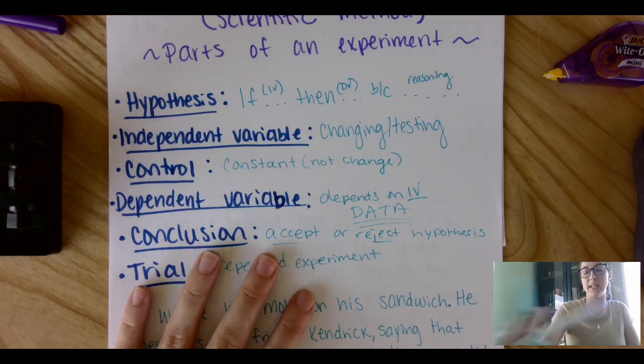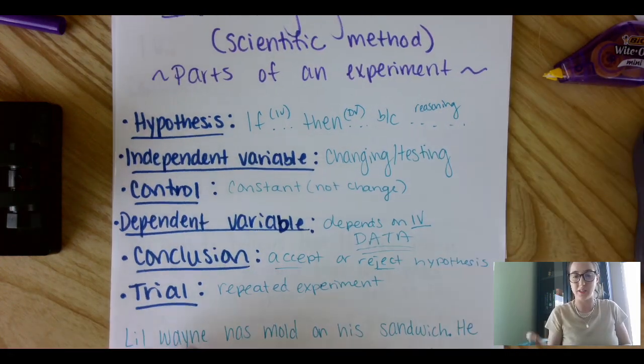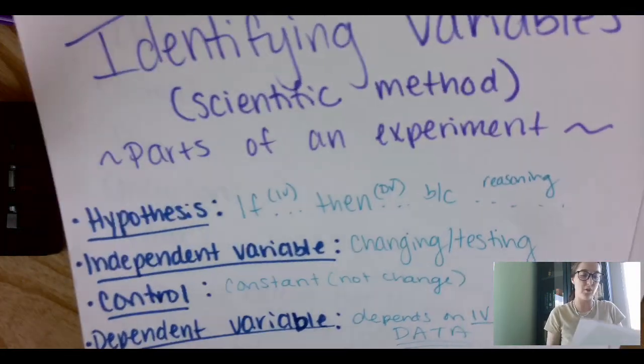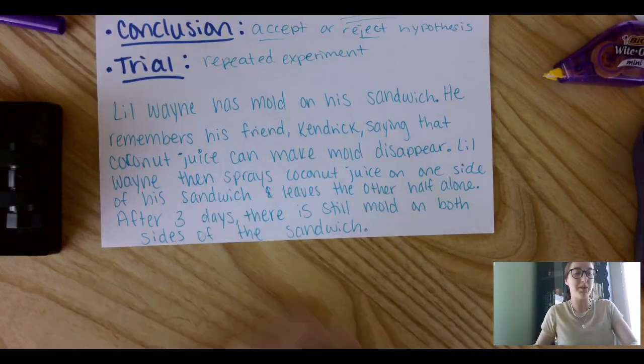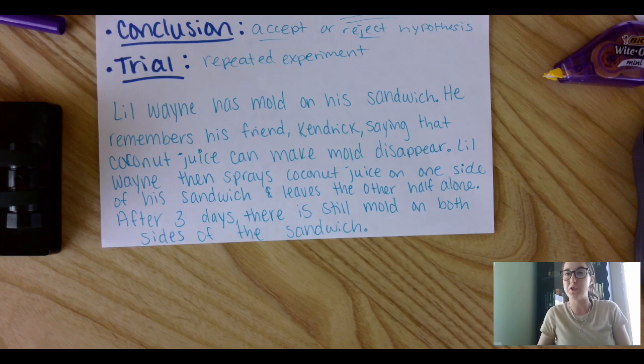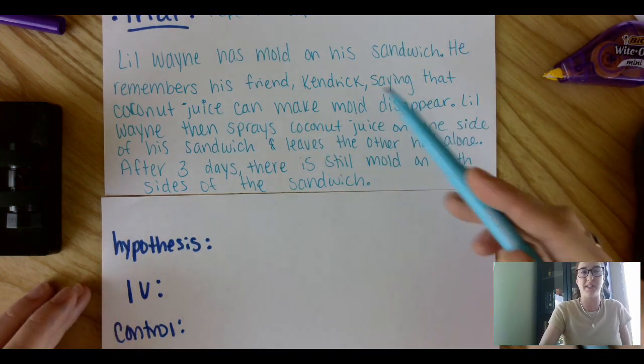So let's do an example where you're given a scenario and you need to identify these things within the experiment, okay? So let's start with Little Wayne, right, has mold on his sandwich. He remembers his friend Kendrick saying that coconut juice can make mold disappear. Little Wayne then sprays coconut juice on one side of his sandwich and leaves the other half alone. After 3 days, there is still mold on both sides of the sandwich. So what would a good hypothesis be in terms of this experiment, right?